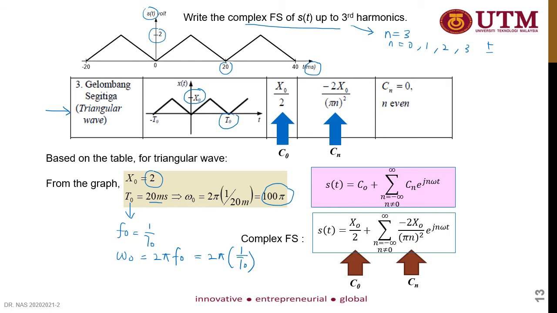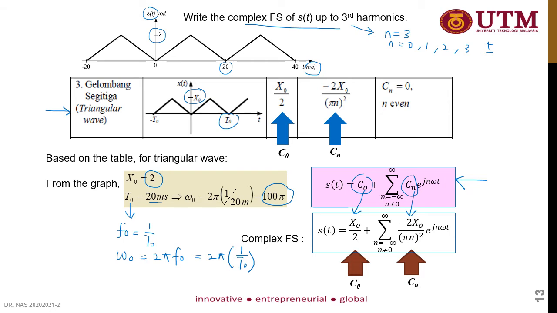Okay, next, write down the general equation, C0 plus the summation of Cn e^(jn omega t). So replace the C0 and Cn equation based on the equation shown from the table. In this case, for the triangular wave, C0 is equal to x0 over 2, and your Cn is negative 2 x0 divided by the function.